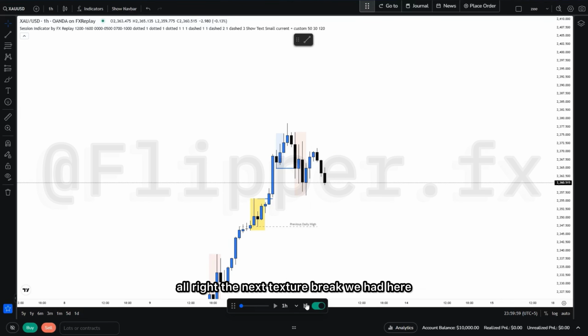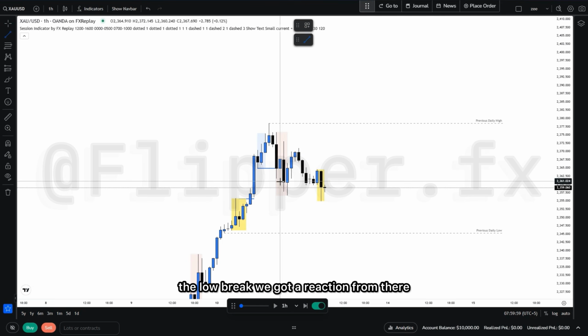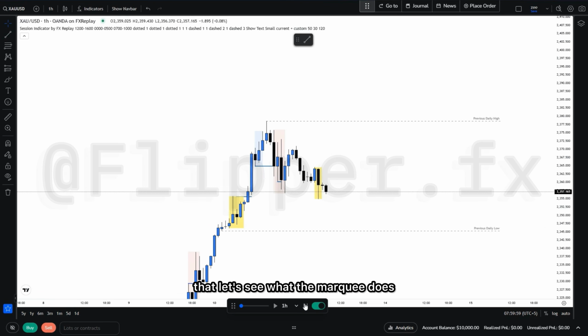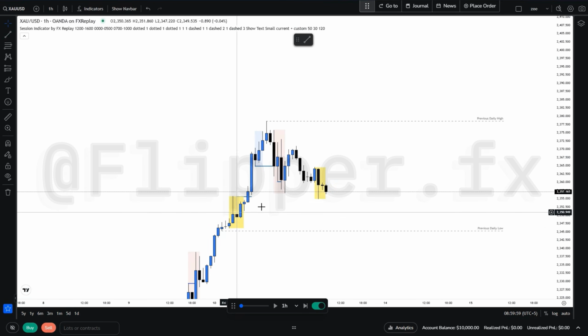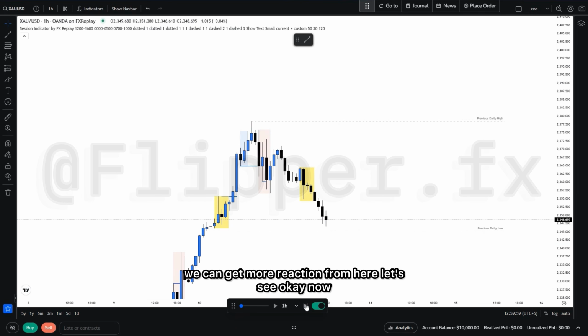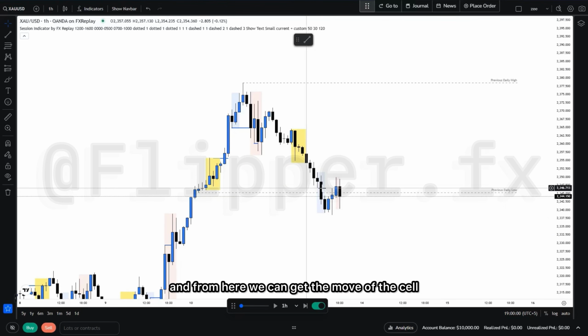Alright, the next structure break we had here, the low break, we got a reaction from here. Now the Asian session has started. After that, let's see what the market does. We can get more reaction from here. Let's see. Okay, now still our main bias is bearish, and from here we can get the move of the sell. Okay, the market didn't go that far, but there are chances that it can drop from here as well.